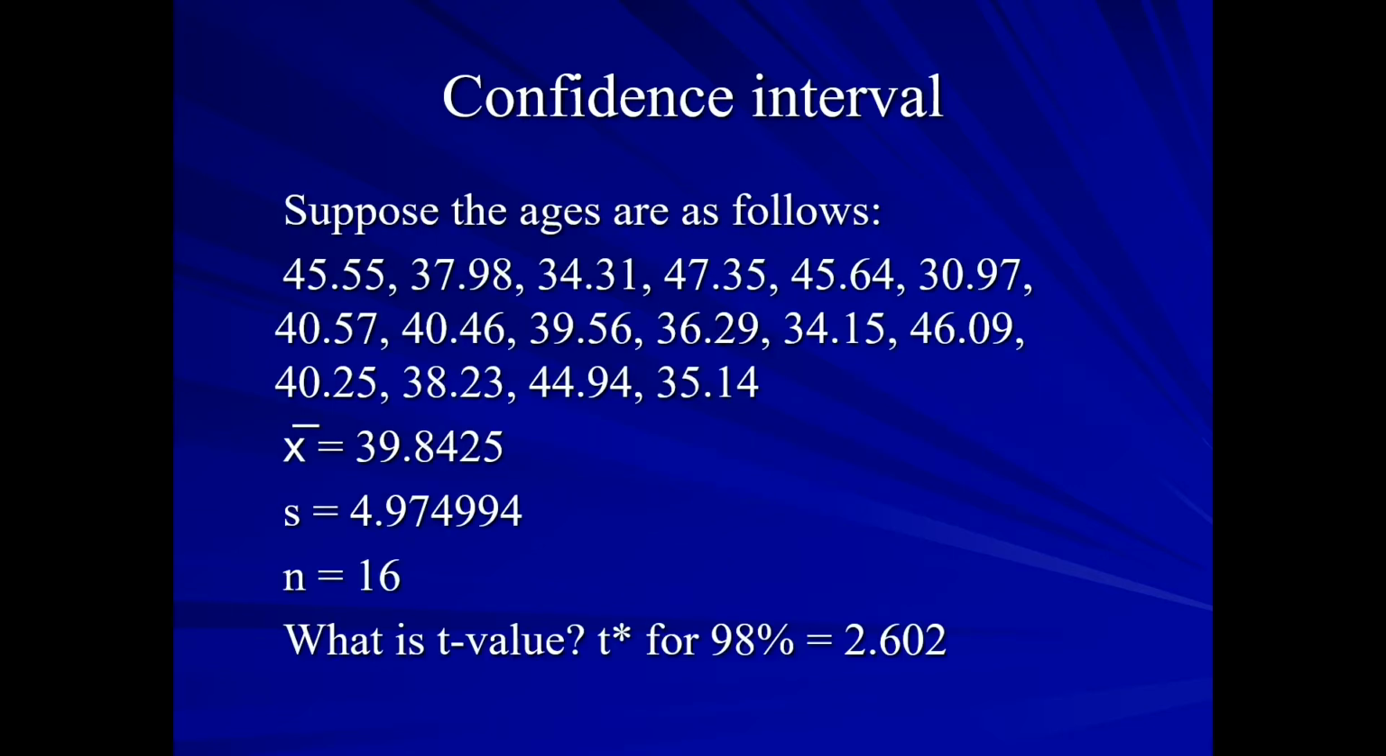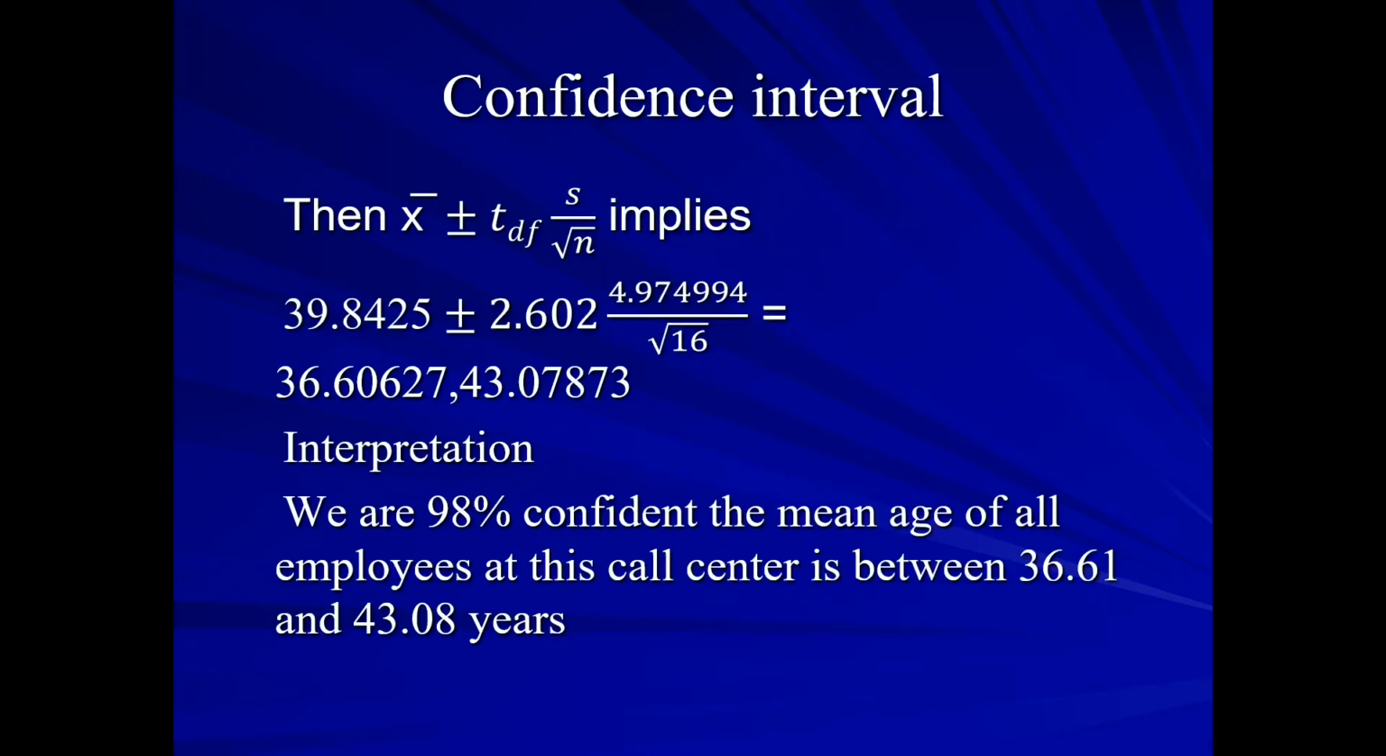Now, the sample mean for these ages is 39.8425. The sample standard deviation, 4.974994. n is 16. And the t-value for 98% confidence with 15 degrees of freedom is 2.602. Then, plugging in the information we have for our confidence interval, we see that we've got 39.8425 plus or minus 2.602 times 4.974994 over the square root of 16.